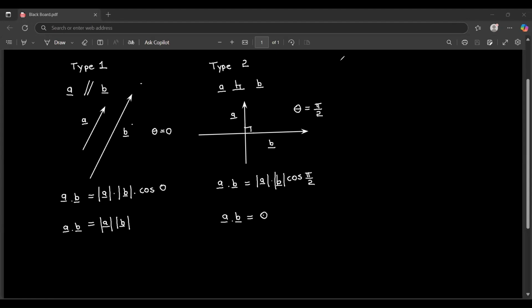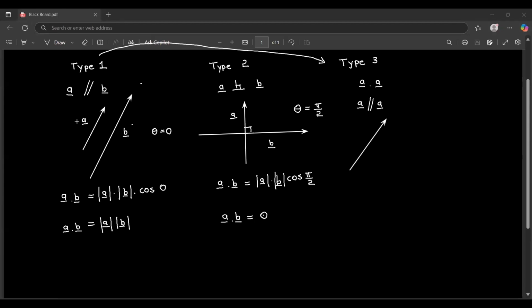And what about another type? Let's say type 3. Well, in this case, let's look at what happens when the same vector is dot produced. If I apply the dot product on the same vector, such as A dot A, here I can apply the type 1 directly, since we know A is parallel to A. That's the idea behind this. And the representation somewhat looks like this.